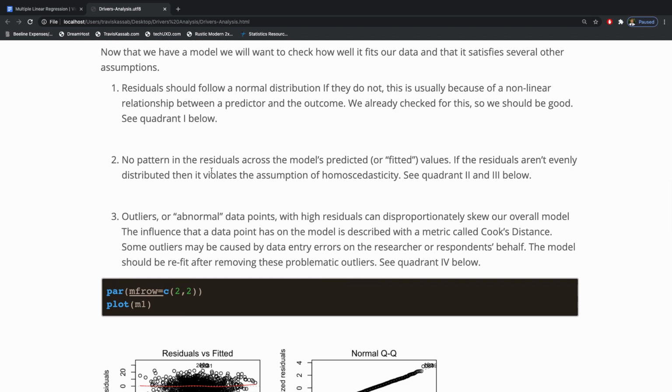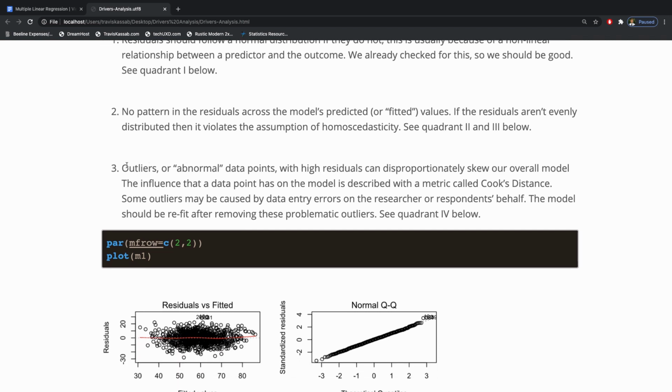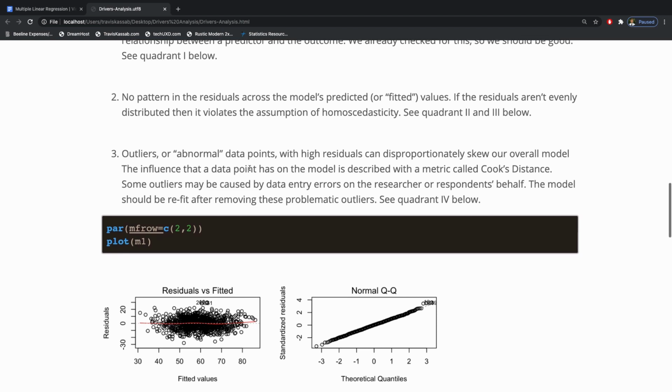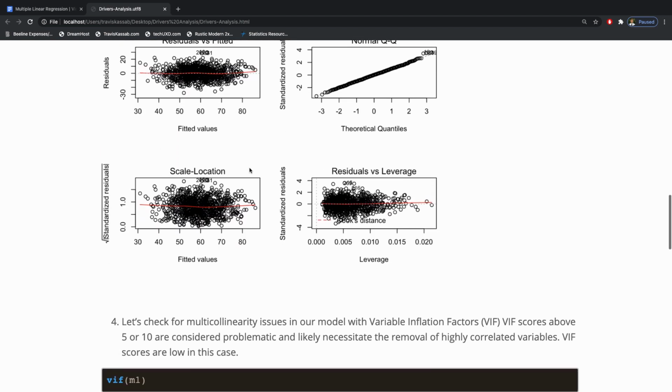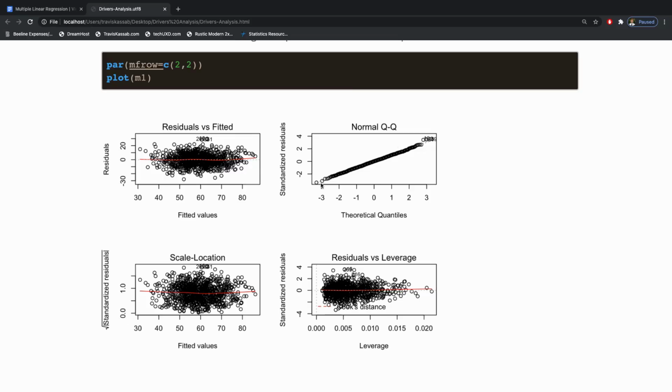There should be no pattern in the residuals across the model's predicted or fitted values. And we need to be careful about outliers because this can affect the model estimates. And again, we'll check multicollinearity. But before we do that, first assumption right here, residuals follow a normal distribution. We can see that they line up on this 45-degree red line on the QQ plot. This is checking normal distribution.